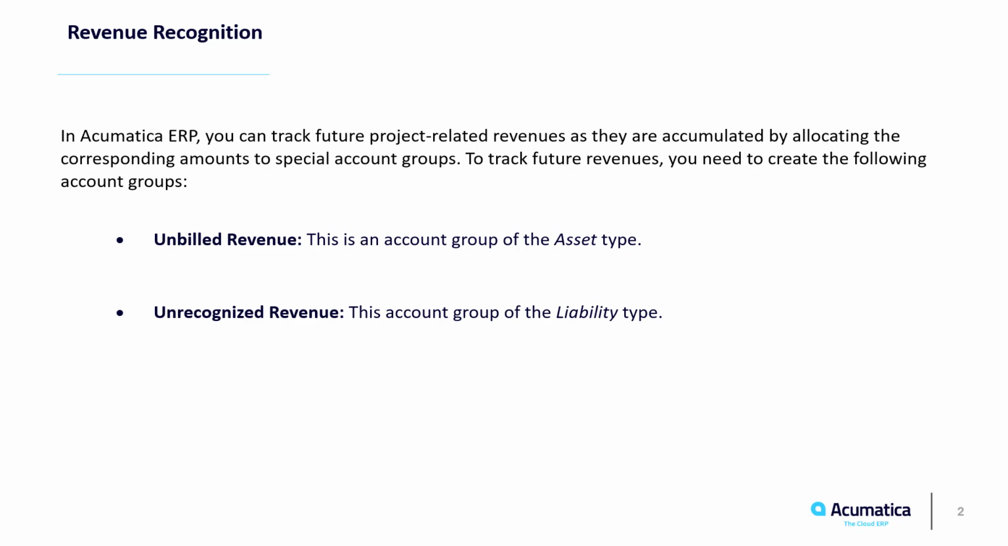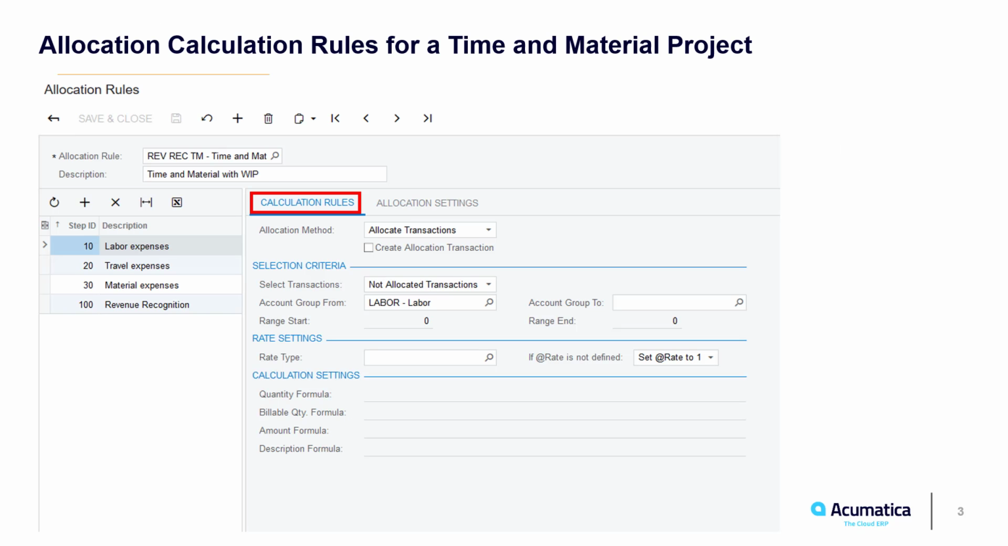Each time you run the allocation, a transaction will be created that will debit the account group used for unbilled revenue and credit the account group used for unrecognized revenue for the same amount. Later, you will recognize this amount as revenue and charge it to the customer when you are running the project billing. Let's look at what an allocation rule might look like.